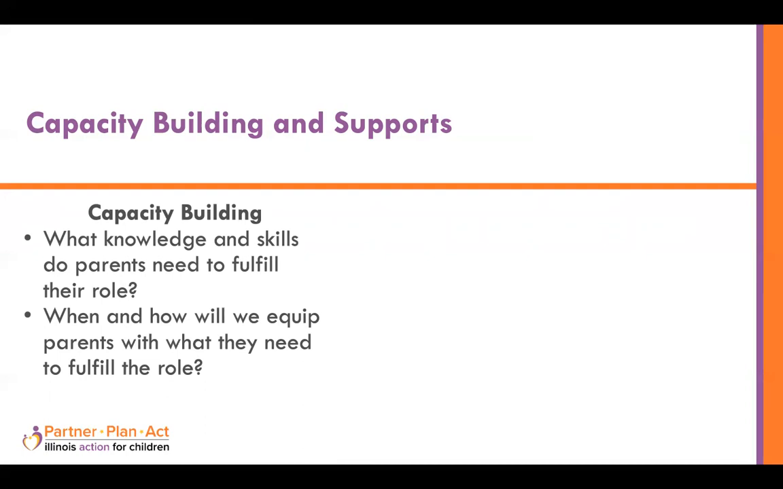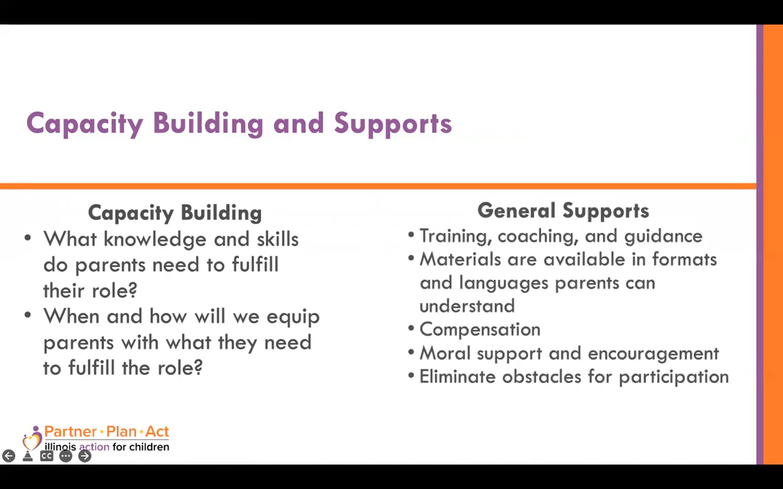For those involved in planning efforts to engage parents for a particular engagement role, it's important to determine and communicate with parents the goals and responsibilities of that role, as well as the supports parents will need to fulfill the role. General supports that are helpful for parents are training, coaching, and guidance, materials that are available in formats and languages parents can understand, compensation, moral support and encouragement, and eliminating obstacles for participation. Don't assume that everyone will have everything they need to fulfill the role. Ask parents where they are.